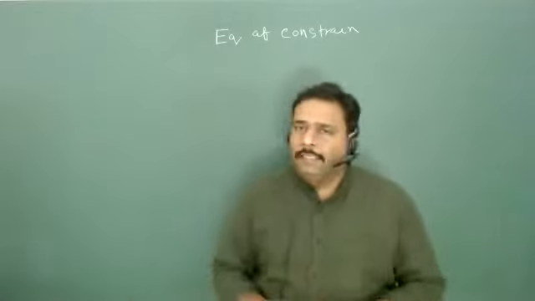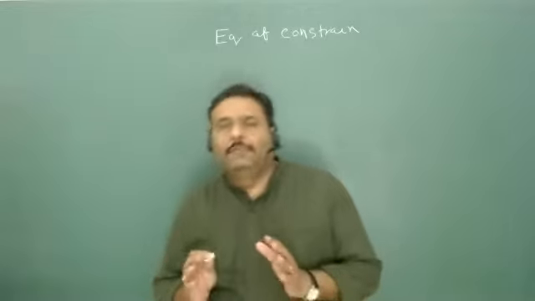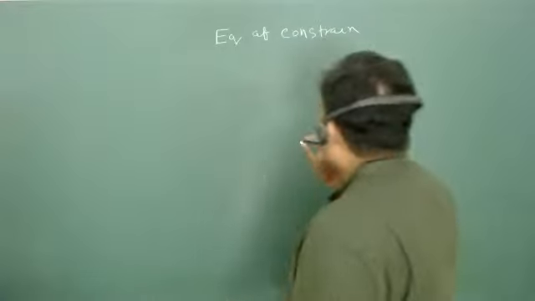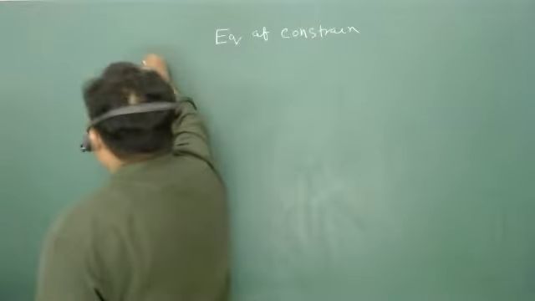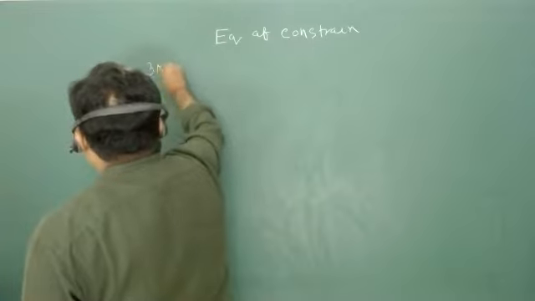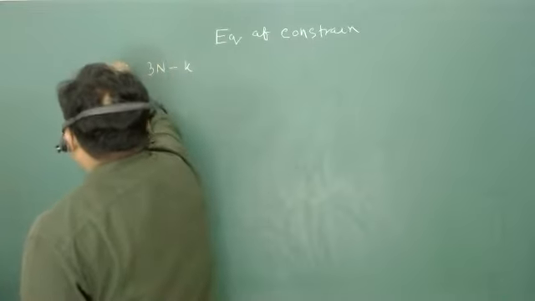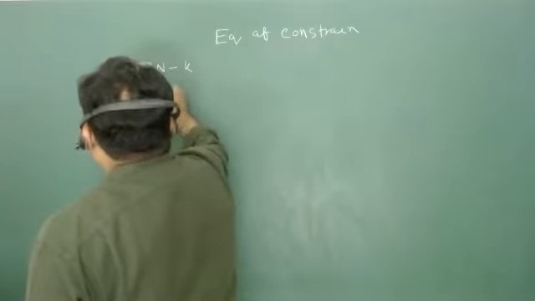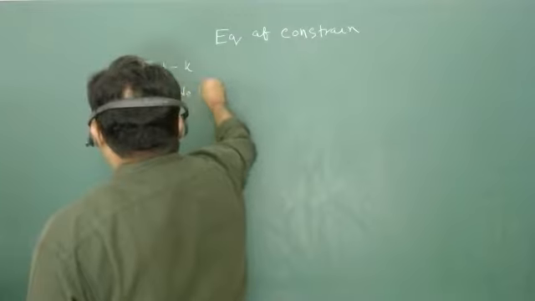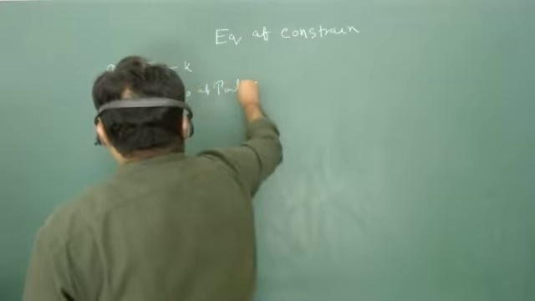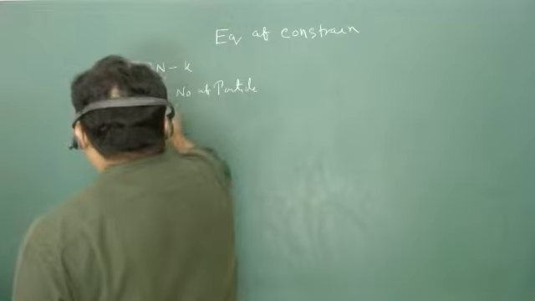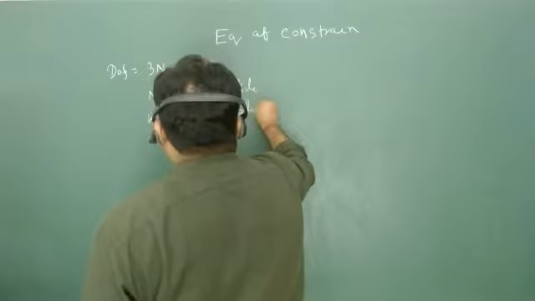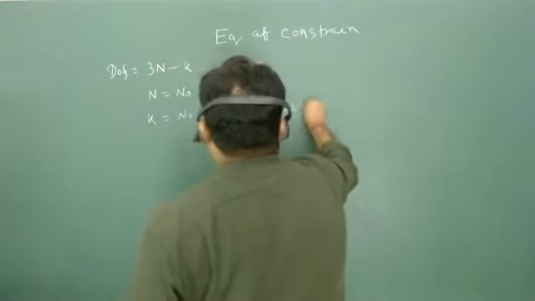Okay, so in last class, what we have done, we have just formulated the formula of degree of freedom. So what is degree of freedom? Degree of freedom is basically 3n minus k, where n is nothing but the number of particles and k is the number of holonomic constraints.